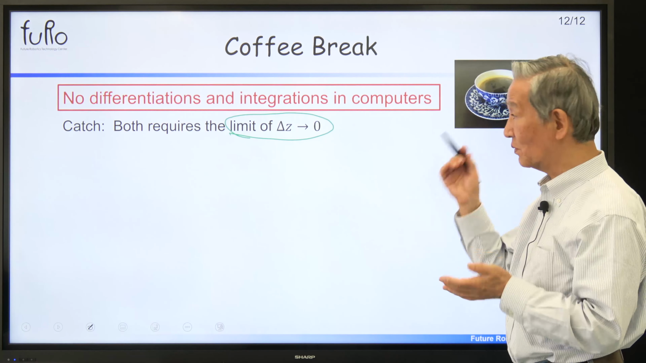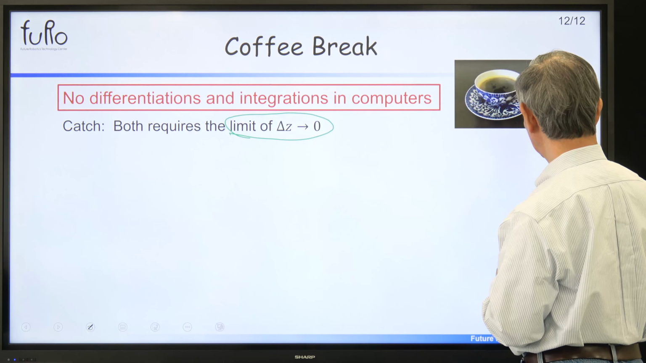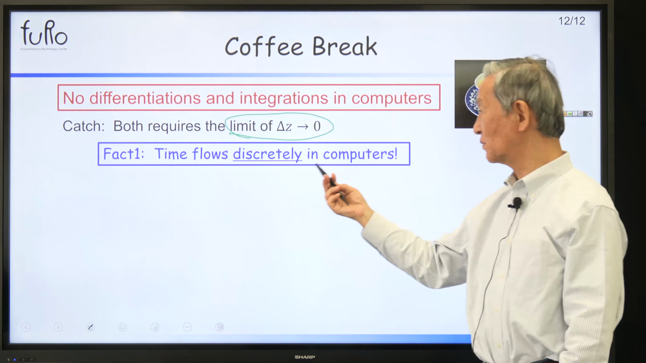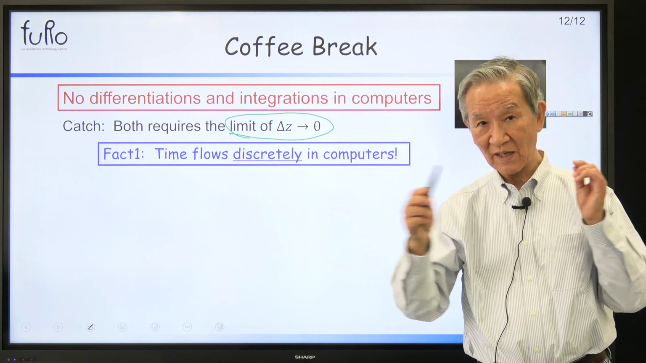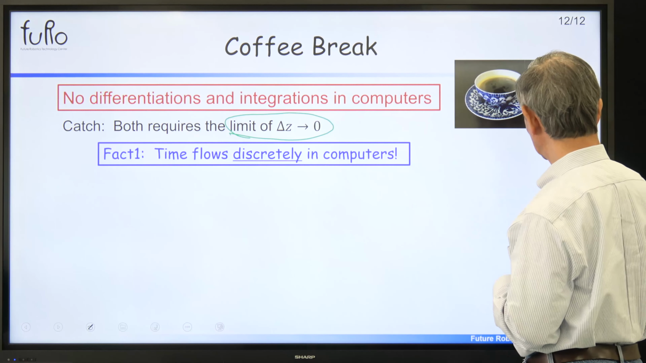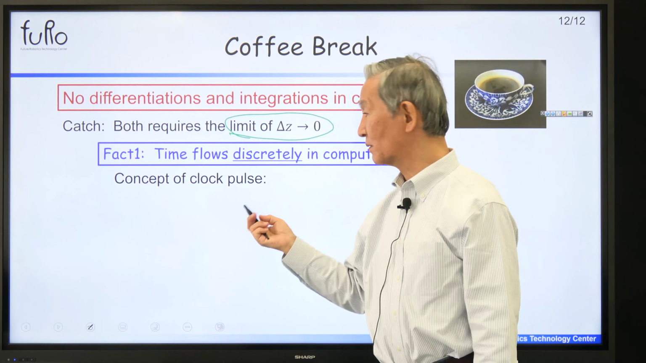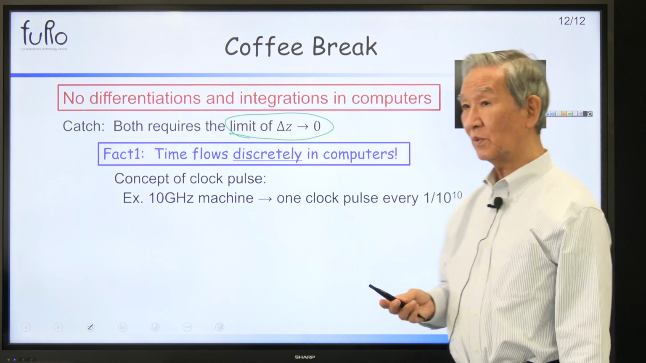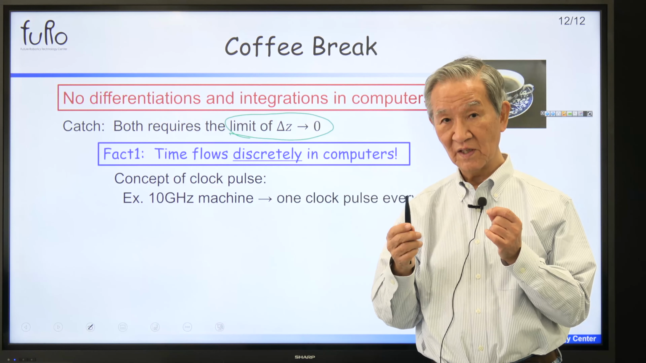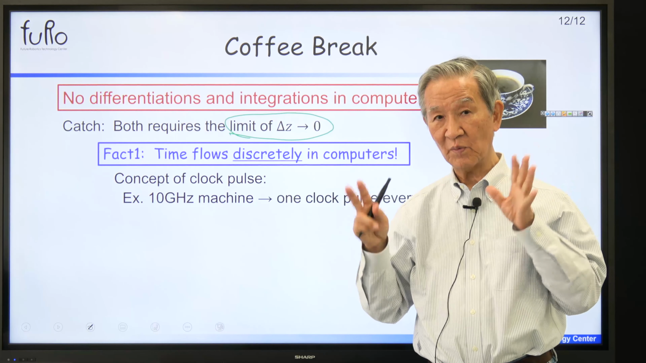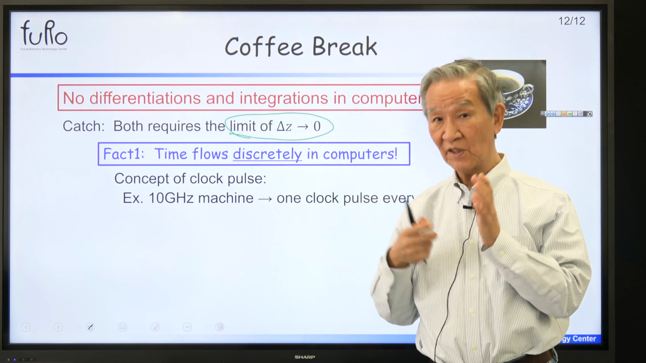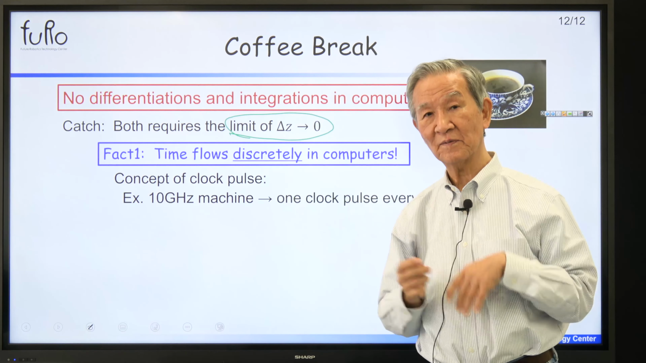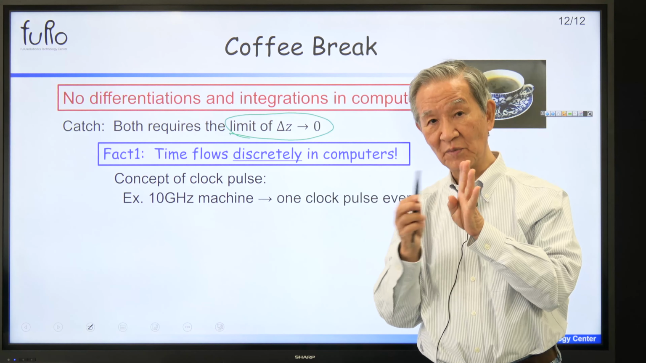Something has to go to 0. In other words, we are taking limits. And obviously, we cannot do that because time flows discretely in computers. In a computer, time doesn't flow continuously. How does it flow? Do you know the concept of clock pulse? In a computer, we do have a thing called the clock pulse, and the status of the computer circuitry, digital circuitry, changes only at the clock pulse. Nothing can change in between.